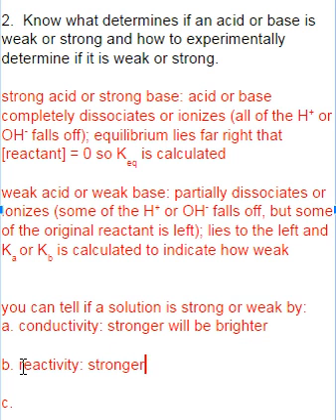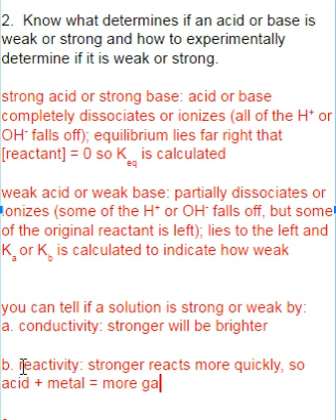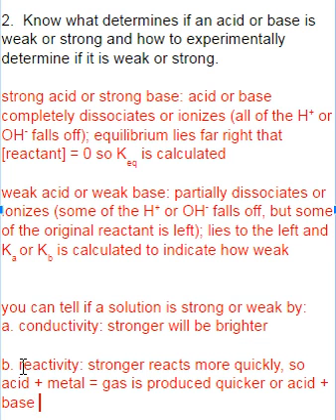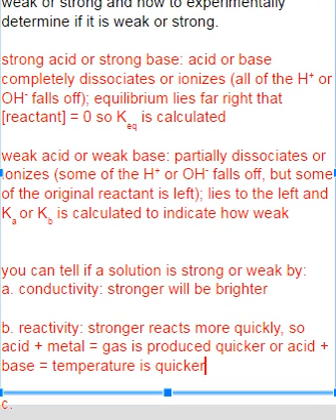And the stronger reacts more quickly. So that means an acid plus a metal, more gas is produced faster. I shouldn't say more gas, because in the end it's going to be the same amount of gas. So gas is produced quicker. Or if it's an acid plus a base, that's your reaction, something we call neutralization, the temperature change is quicker. Because with a strong acid, the H plus is more available. So those reactions are going to happen more quickly.